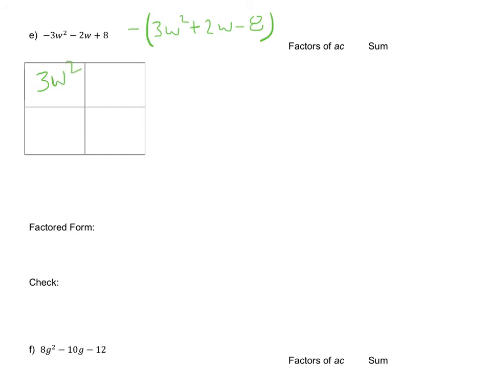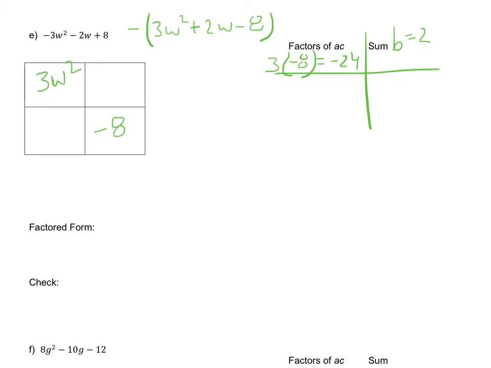I'm going to put in a negative 8, which means 3 times negative 8 is negative 24. So I'm looking for factor pairs that get me a negative 24 that add together to get a 2. Now again, because I'm looking at a negative set of factor pairs, I want something that's positive and negative that is close enough that when I add them, I get a 2.